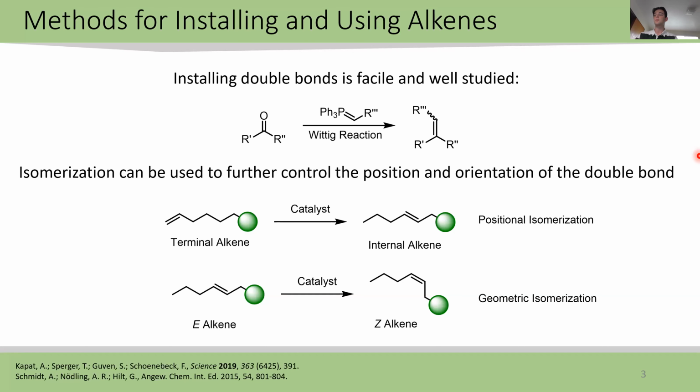Isomerization is a tool that will help us mitigate the issues plaguing alkene installation. There are two sort of flavors of isomerization. We can either take a terminal alkene and move it to an internal alkene, something we call positional isomerization. Alternatively, we could take an E alkene and isomerize it to a Z alkene. And that's something we would consider a geometric isomerization.